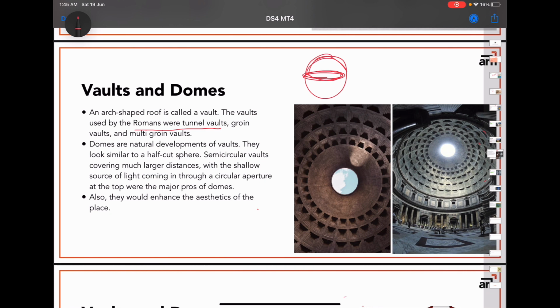And in this you have an arch, manipulated in such a way, after groin, after vaults, so that it becomes a sphere. And it also allowed covering much larger distances without the columns and beams. So it allowed for a column free structure with the soft source of light coming in through a circular aperture at the top, as they were major pros of the dome. So this is the dome of Pantheon. We'll talk about that just in a second. And they would also enhance the aesthetic sensitivity of the place. So these are other major elements of Roman architecture.